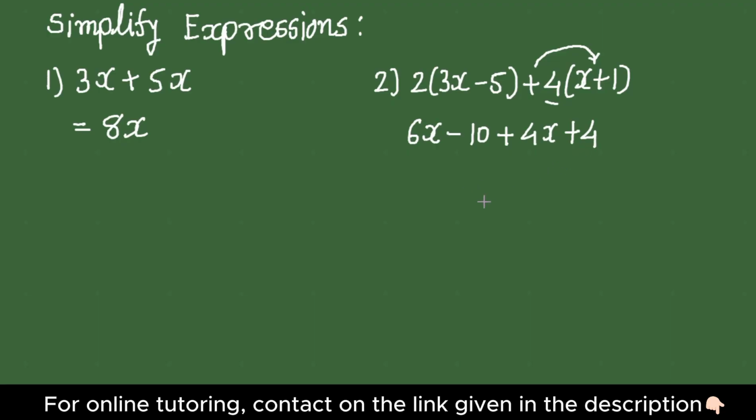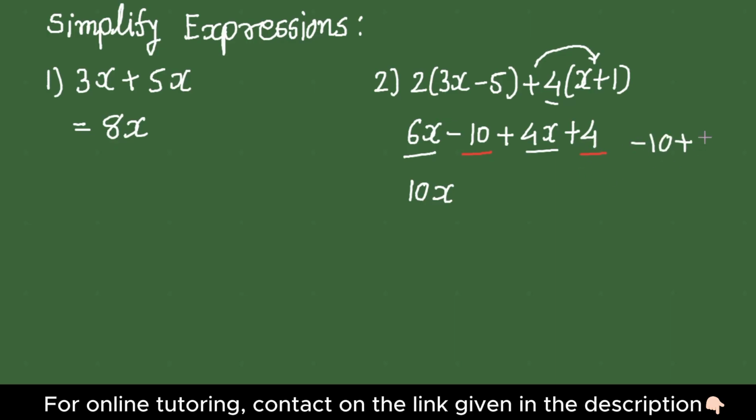Now let us see the pair of like terms. Here 6x and 4x are one pair of like terms, and minus 10 and plus 4 are constant terms. So this is another pair of like terms. So first we will add 6x and 4x, which is 10x, and after then I have minus 10 plus 4.